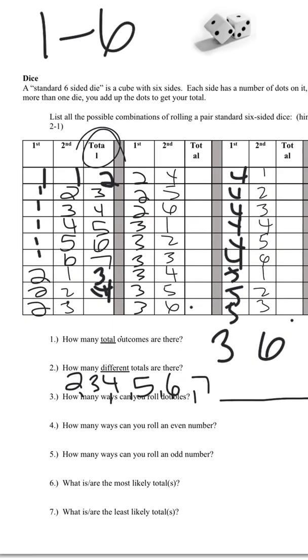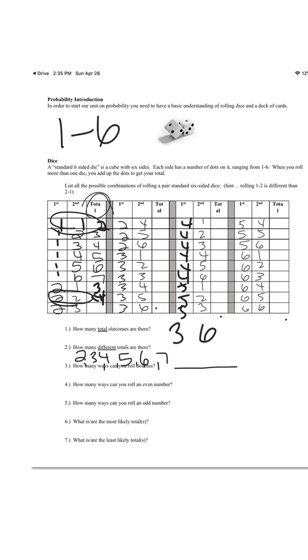How many times can you roll doubles? What's doubles mean? You get the same number twice. So 1, 1, 2, 2. Go through all of them and tell me. How many ways, number 4, how many ways can you roll an even number? All right, well, let's review what even is. 2, 4, 6, 8. How about how many ways can you roll an odd number?